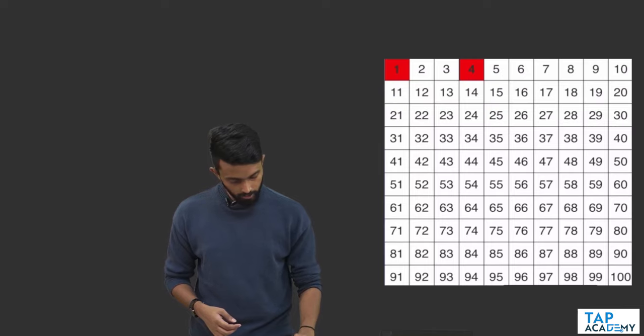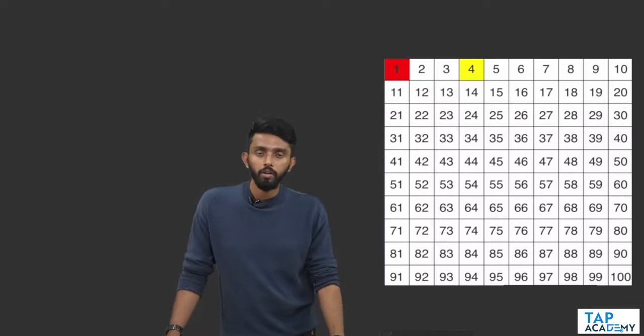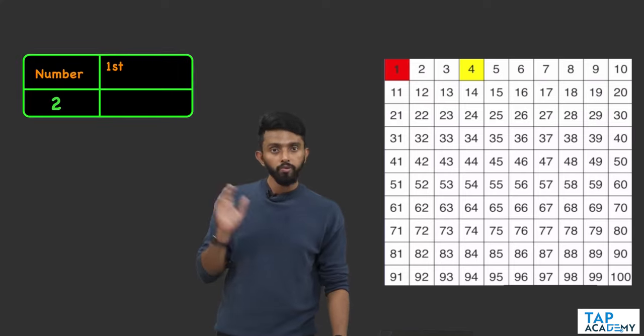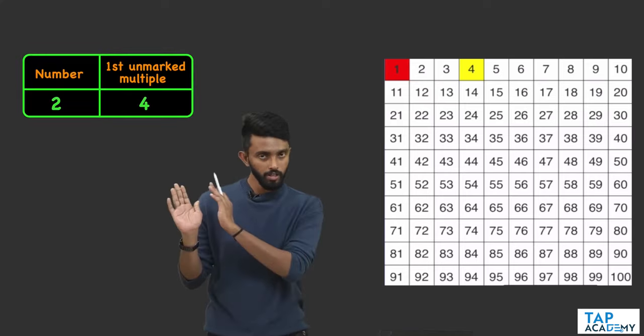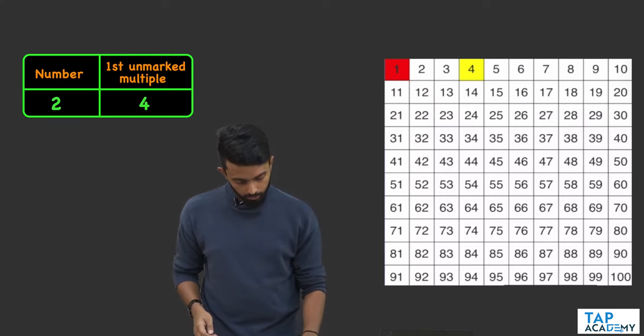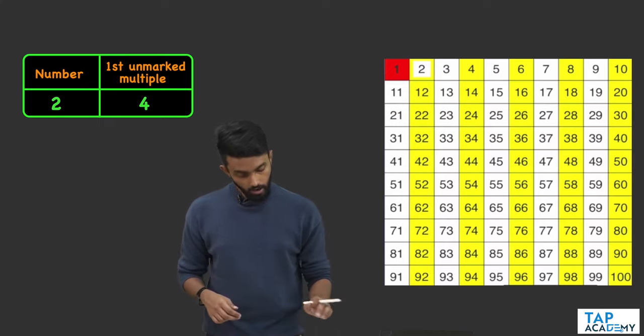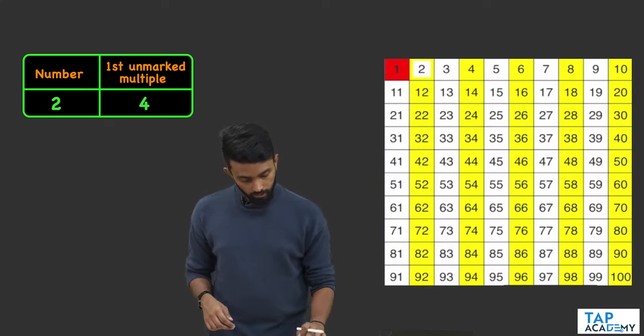Let me just change its color. Would you agree it is 4? Hope you're able to think. So 2, first unmarked multiple is 4. I'm just keeping that for your reference, okay? Now, I'll just mark all the multiples of 2. Let me just mark all the multiples of 2. Great, I've marked it. Now, we are going to 3.